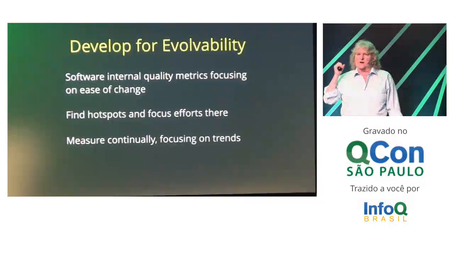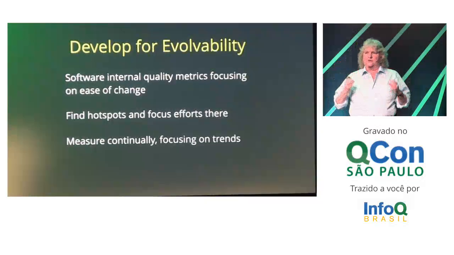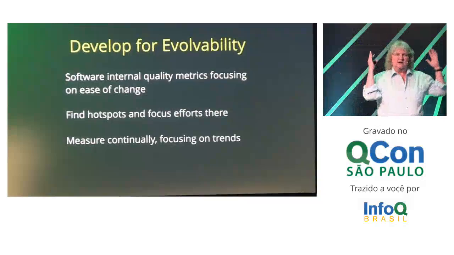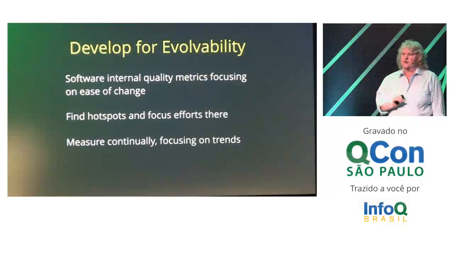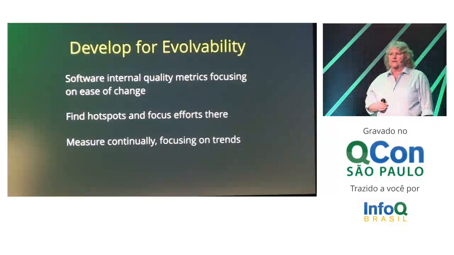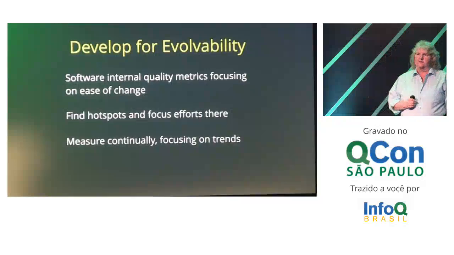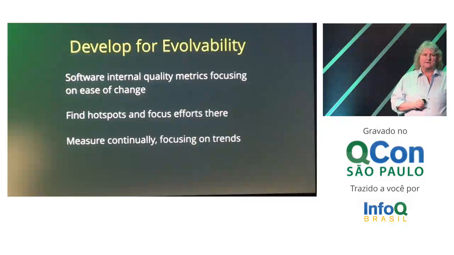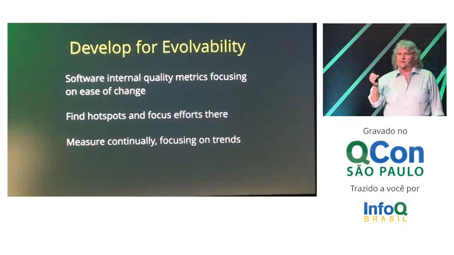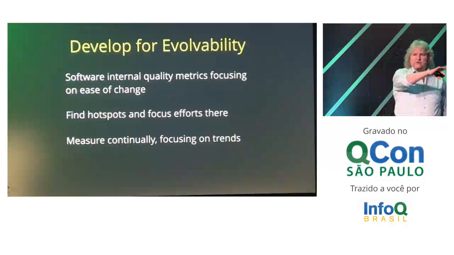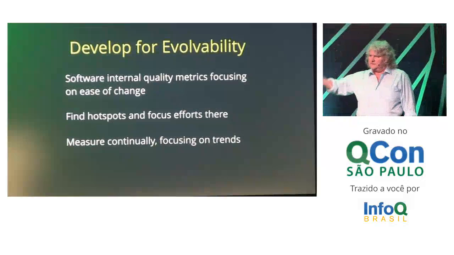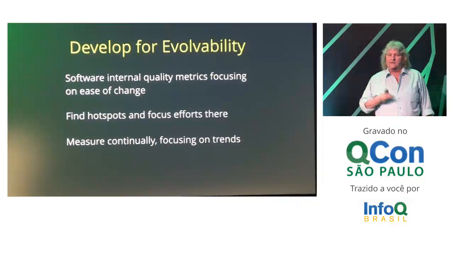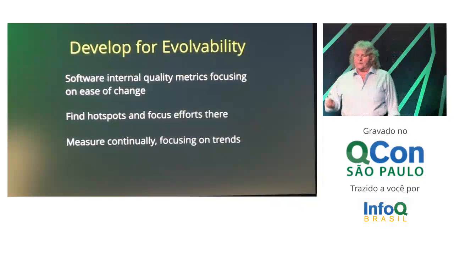One of the things I'm often asked when I'm brought in to justify to CIOs why the development teams should be able to take a 6-week pause to clean up technical debt, the most common question I get is, if I let you do this, how do I know you're not going to be back here in 9 months' time asking for another 6 weeks? And this is how I can answer that. Because we've got the quality metrics in place. They are being monitored. And as soon as something starts to go wrong, we'll know it. And the team is committed to keeping it of good quality. So keep monitoring it continually and focusing on trends.